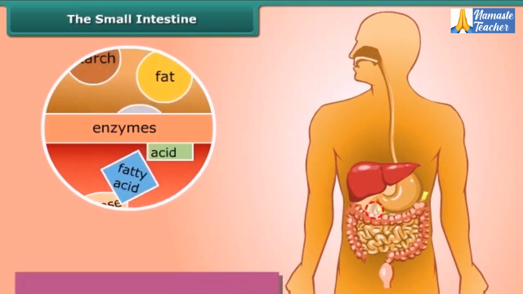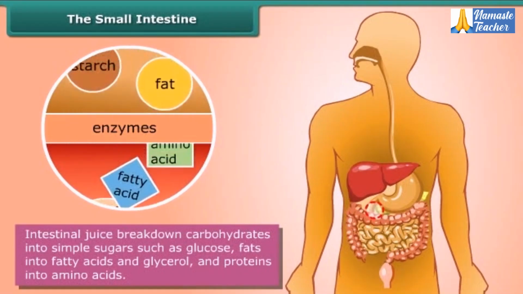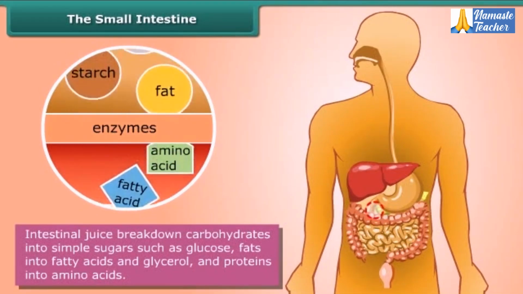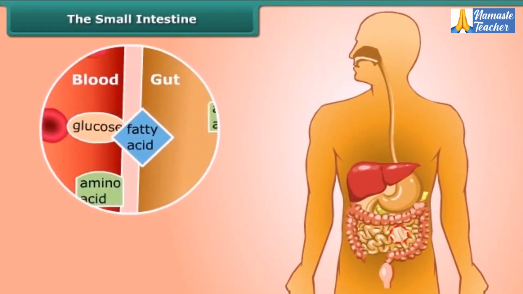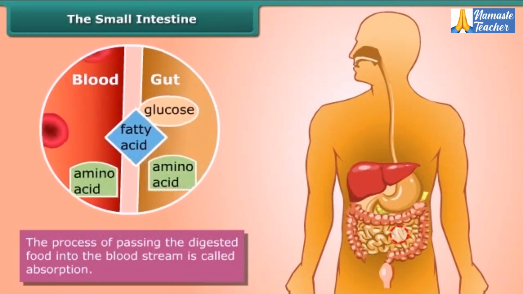After that, partly digested food reaches the small intestine, and intestinal juice breaks down carbohydrates into simple sugars such as glucose, fats into fatty acids and glycerol, and proteins into amino acids, and completes the digestion of the food. Now the digested food passes into the bloodstream. We call this process absorption.